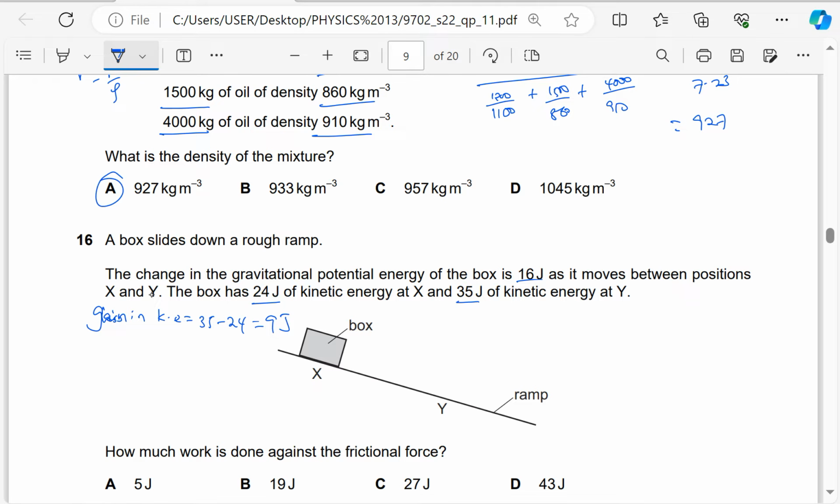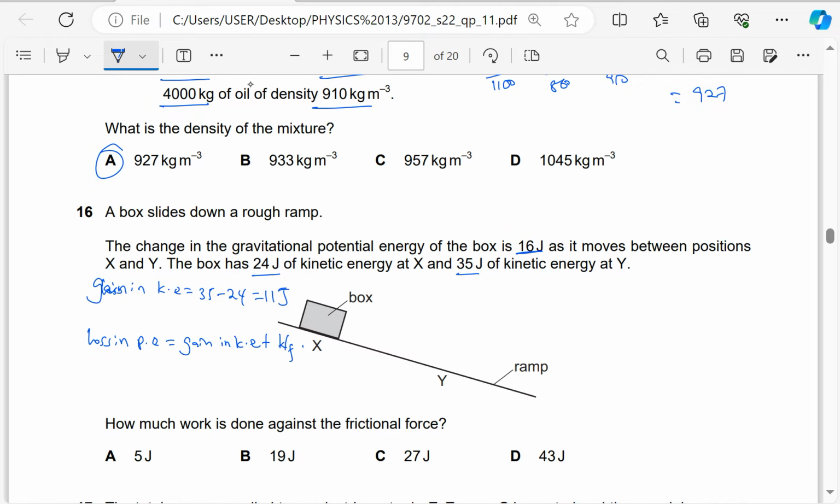Is it 9 joules or 11 joules? I think this is 11. So this is 11 joules. That is the gain in kinetic energy. But note that the gravitational potential energy of the box was 16. The loss in potential energy from x to y is 16. So it means the loss in gravitational potential energy has become the gain in kinetic energy, and some of it is being wasted as work done against friction.